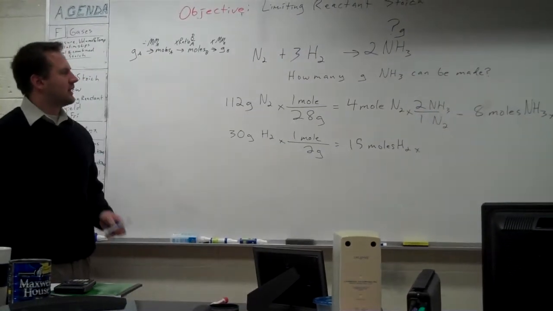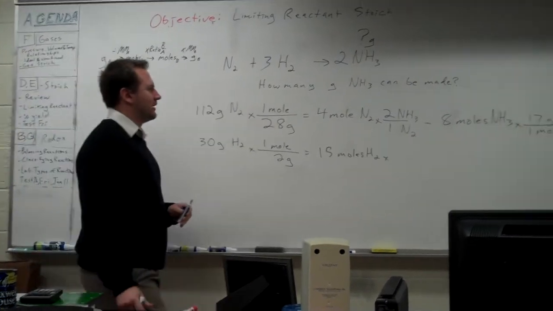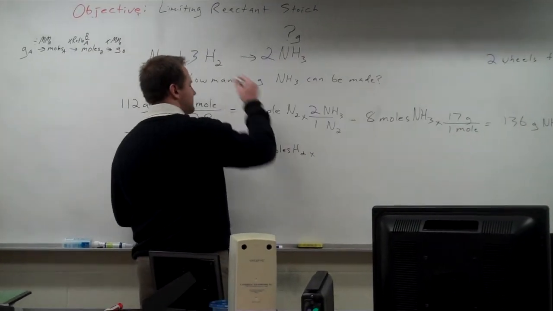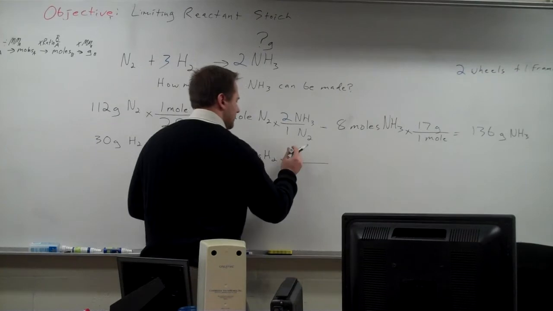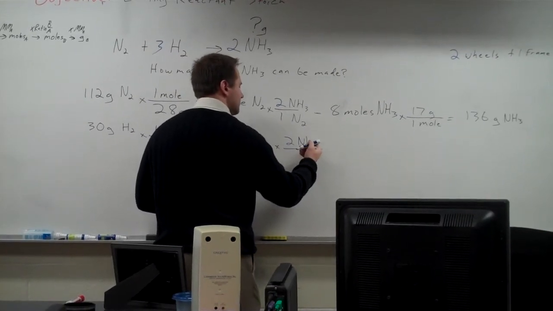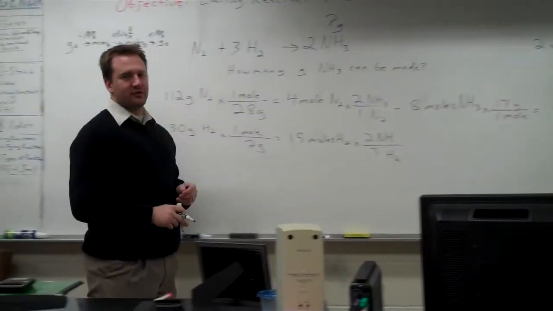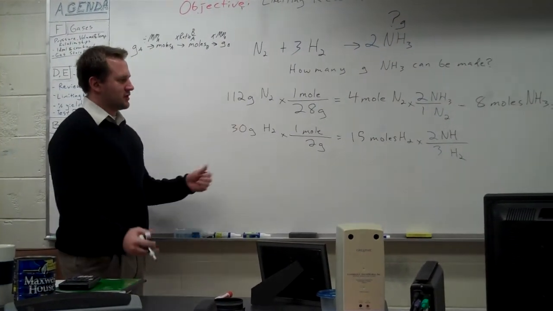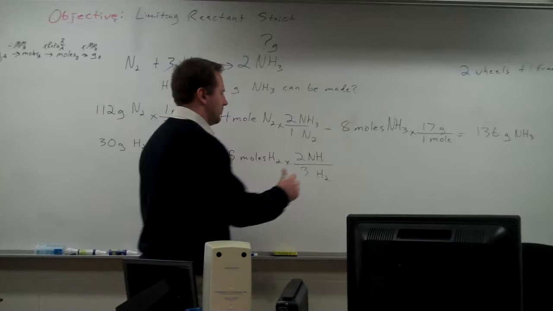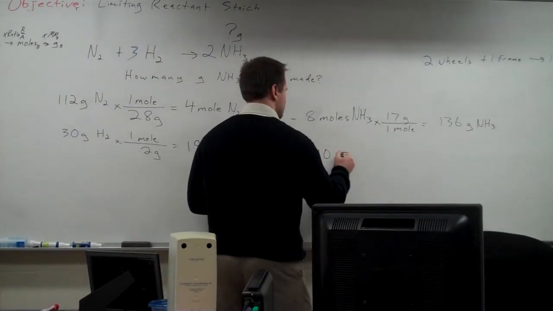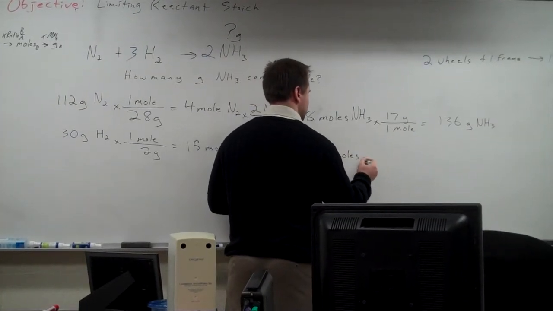Then, we're going to look at how many moles of ammonia you can make from that. So the ratio between these 2 substances is that I can make 2 ammonia for every 3 hydrogen. So when you multiply this out, you're going to get 10 moles of ammonia.